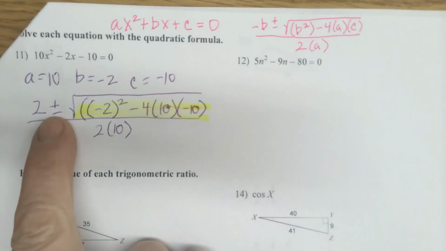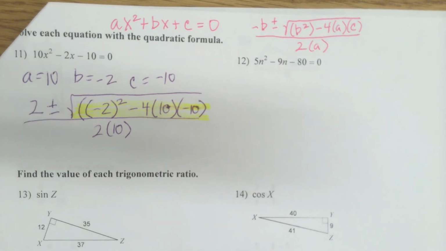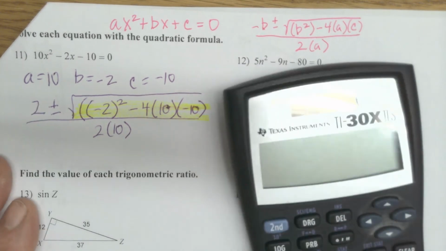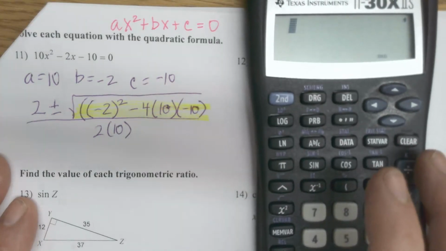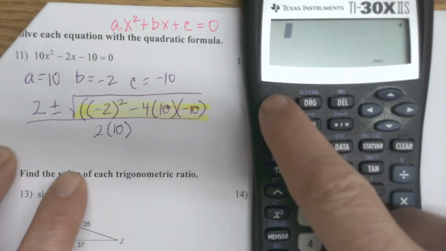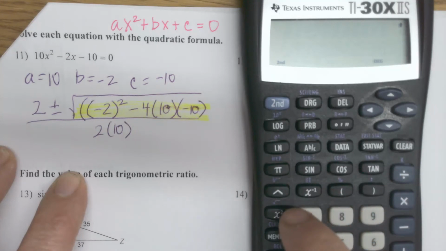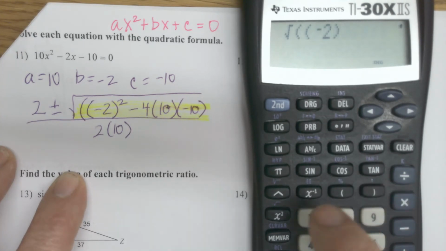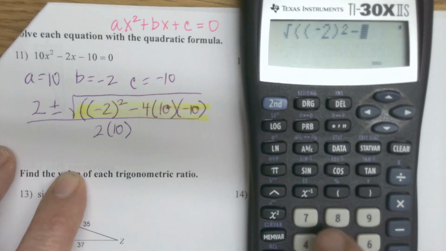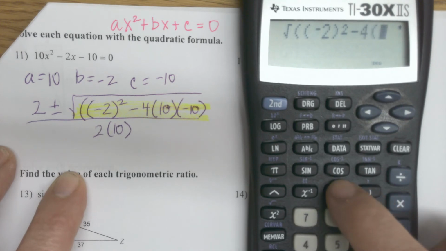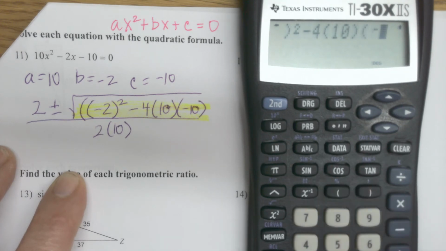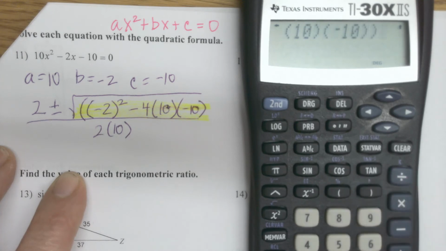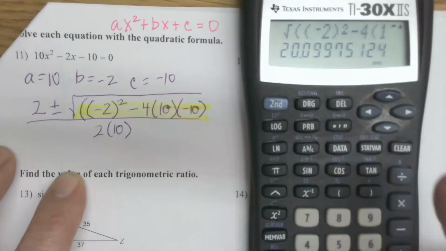Because our calculators don't have a plus or minus on them. So I take out my calculator, and I just approximate that value. So second for me, square root, it's above the squared key. And then I do another parenthesis, -2 end parenthesis squared, -4 times 10 times -10. I'll finish it off with one more parenthesis, hit enter, and I get 20.09.